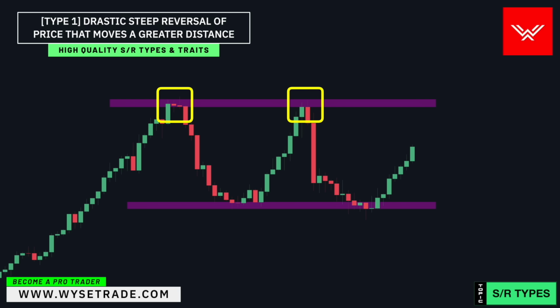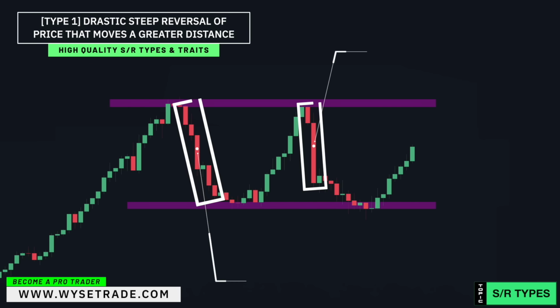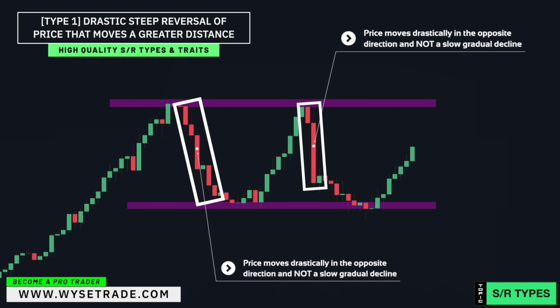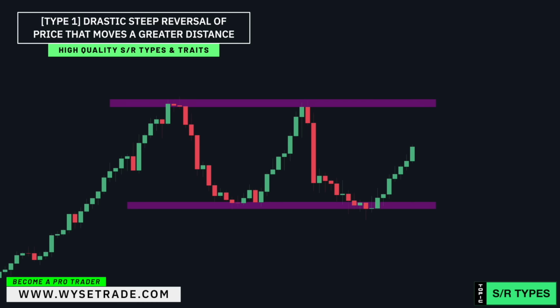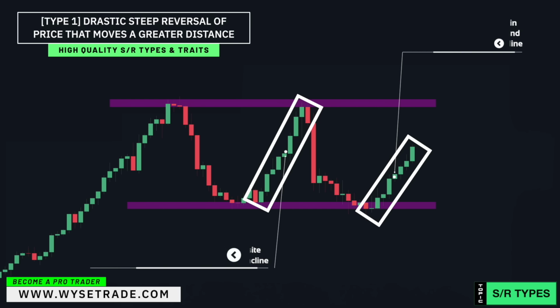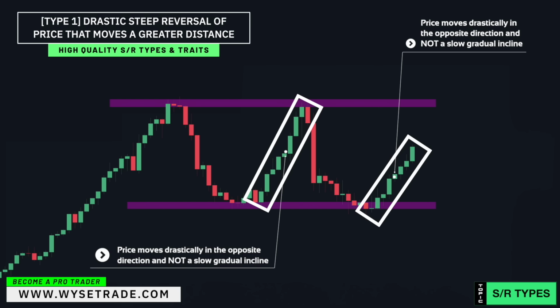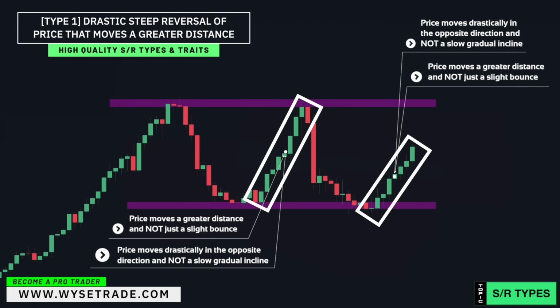Notice how once price got to this resistance level, you had a steep, sharp drop downwards, not a slow, gradual decline. And price moved a greater distance and not just a slight bounce off the area. Again, notice how once price got to the support level, you had a steep, sharp rise upwards, not a slow, gradual incline. And price moved a greater distance and not just a slight bounce off the area.